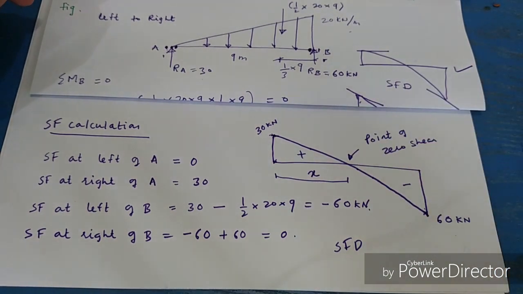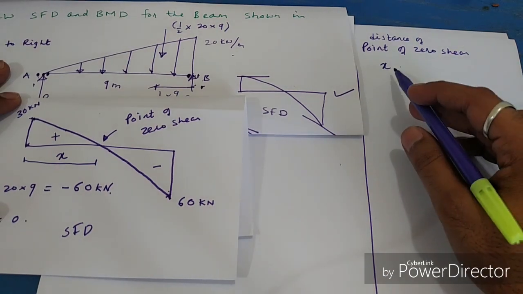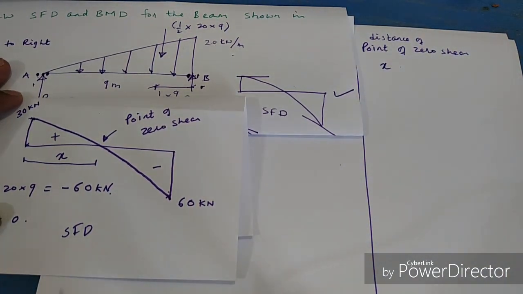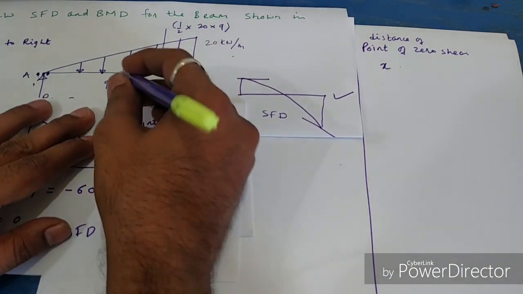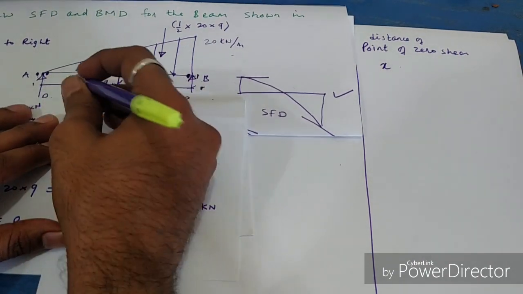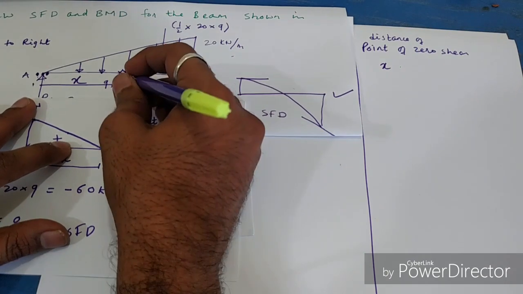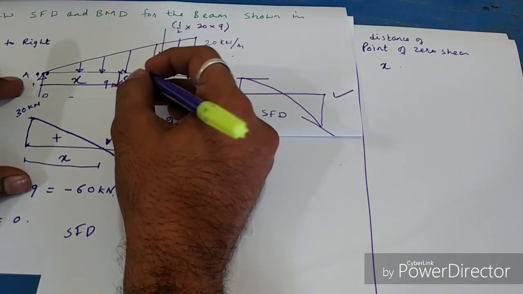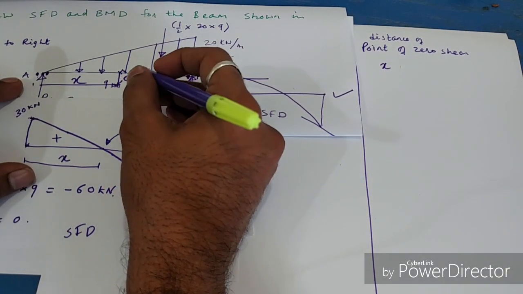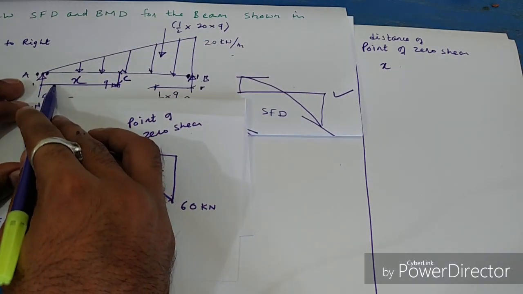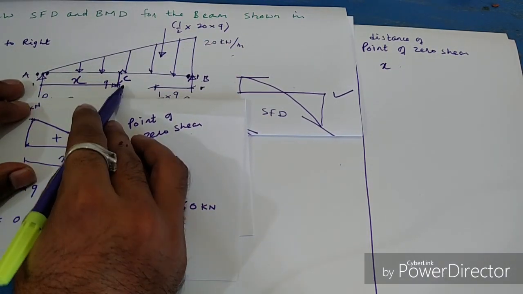Now we will see how to find the distance of point of zero shear. So we will see how to find the x distance. Okay, so I will take this here. So this is the x distance. I will define this point as C, and C is the point of zero shear. Okay, so I want to find this x distance.